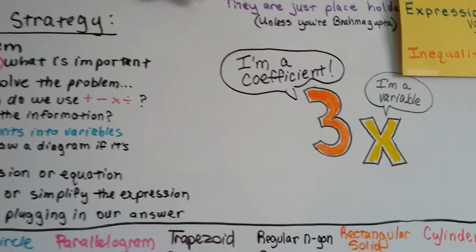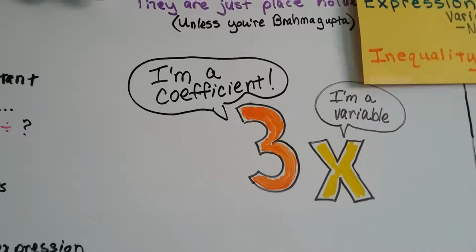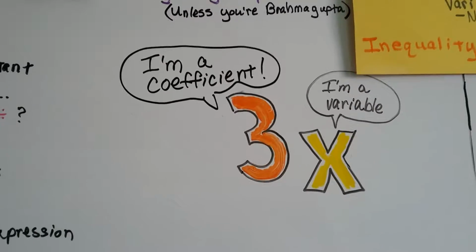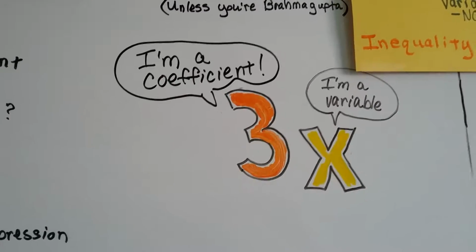So remember that this guy is a coefficient. He's a numerical coefficient, and only because he's got that variable tagging along. If that variable wasn't there, he would just be a standalone number.